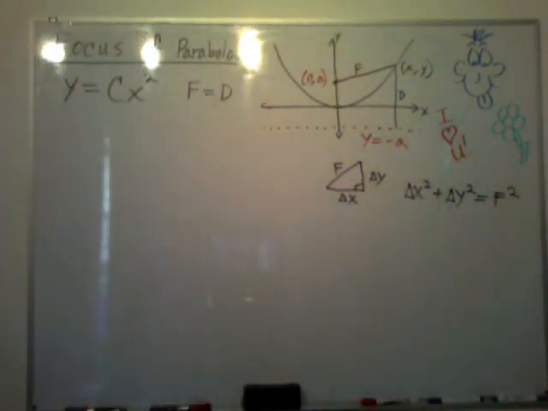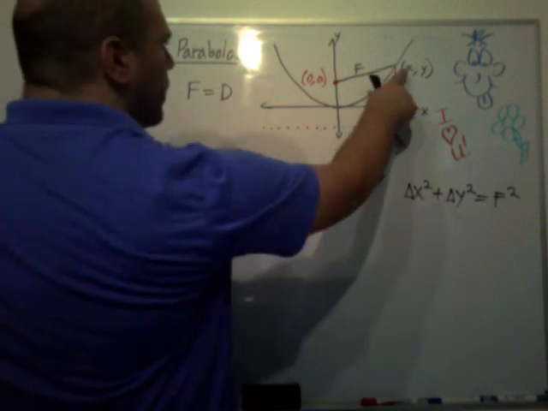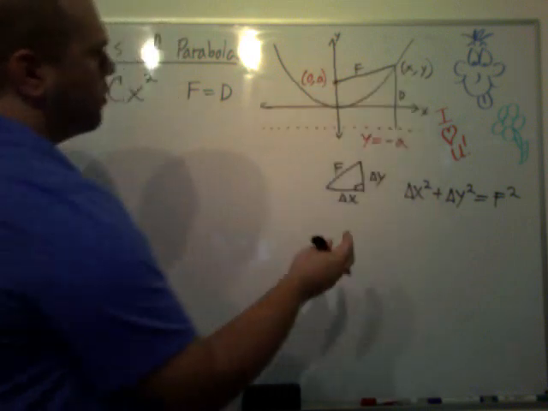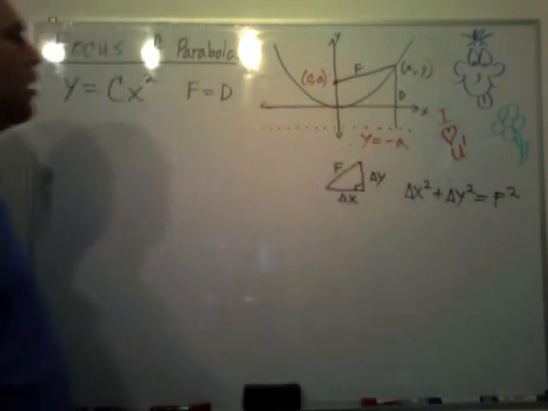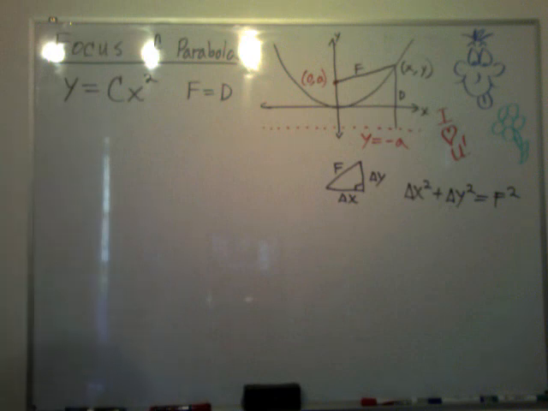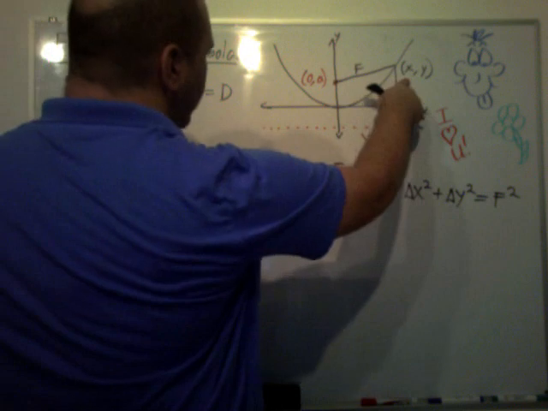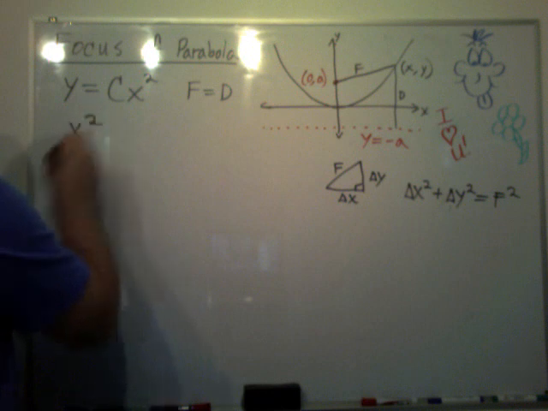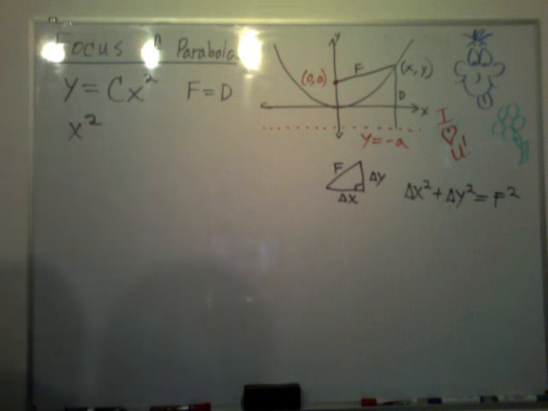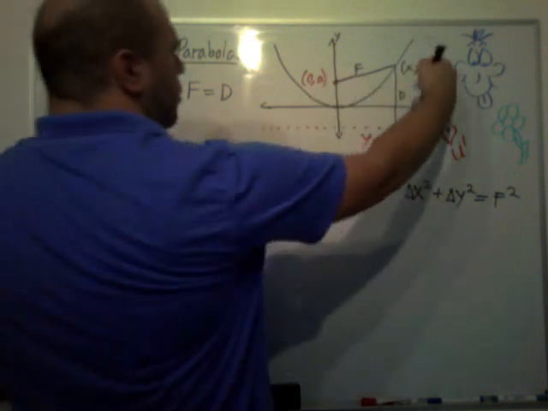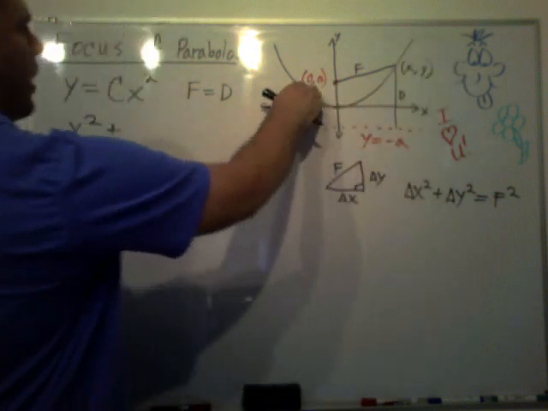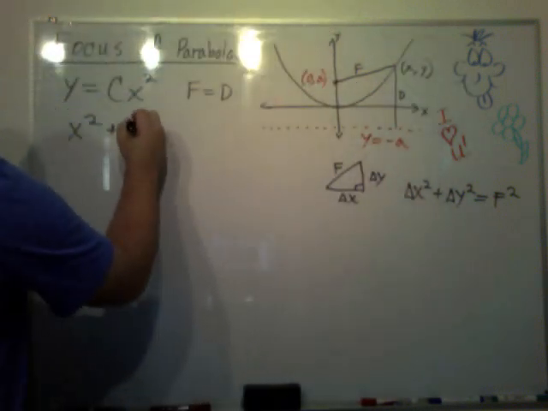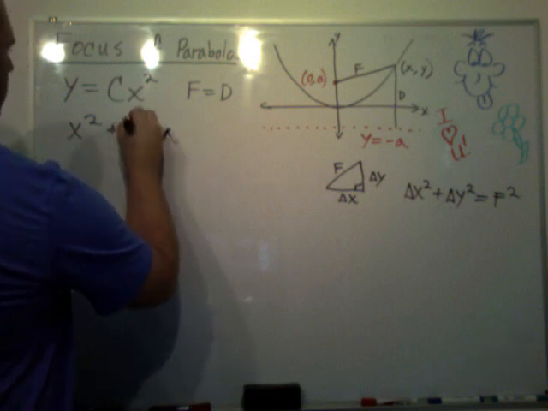Okay? And now what we need to do is figure out what delta x and delta y are. Well, delta x, how much does x change going from the focus to the point on the parabola? Well, that would be our point x minus 0. So x minus 0 is just x, and we go ahead and square that. So that's our delta x squared. For our delta y squared, we look at how much y changes. Well, we're at y over here, and we're at a over here, so y minus a should give us our distance in the y direction.